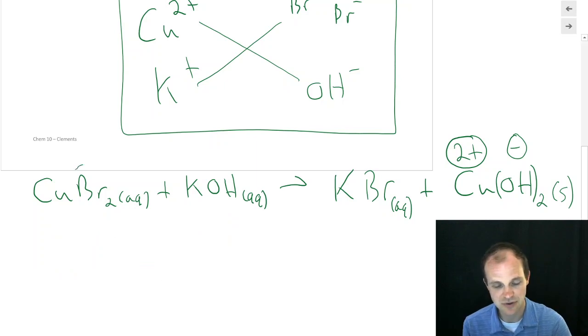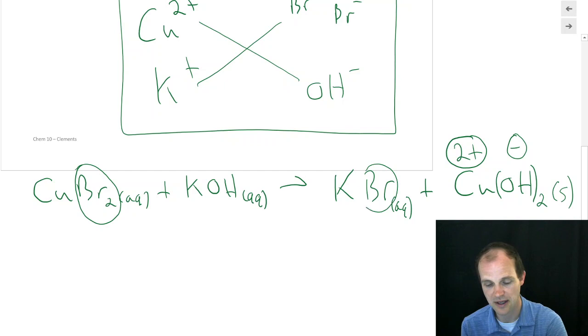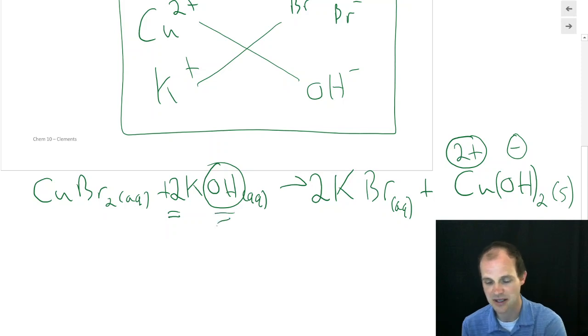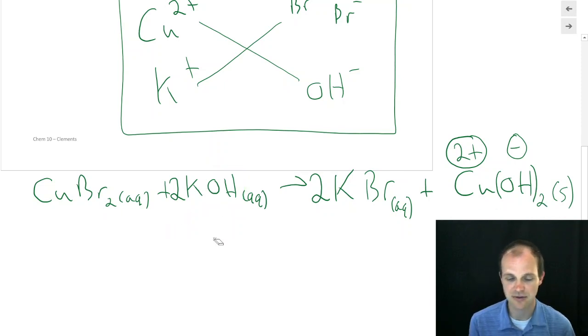We have 2 bromine over here, 1 bromine over here, so we need to start working on balancing this reaction. So to balance the bromines, I'm going to put a 2 over here. I now have 2 bromines on the right, and I have 2 bromines on the left. But now I've got 2 potassiums. How do I balance those 2 potassiums? I put a 2 here. And then I check I've got 2 hydroxides, because I got 2 compounds that contain hydroxide. And hey, look, I've got 2 hydroxides over here on the right. And so I now have a balanced chemical reaction.